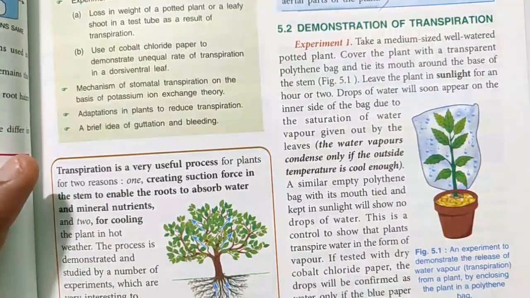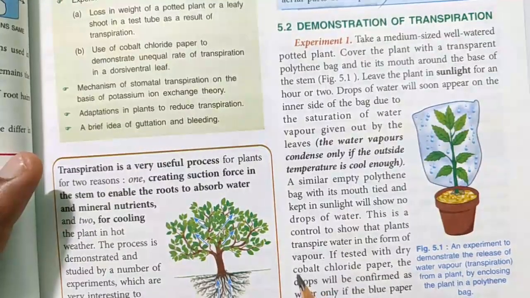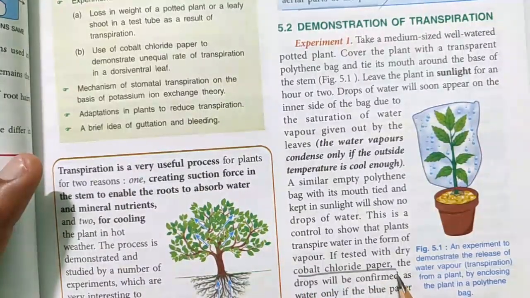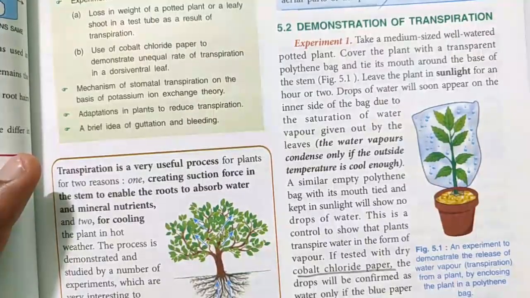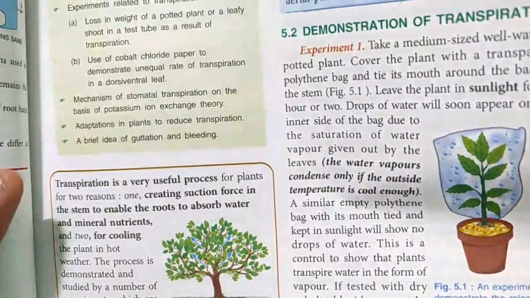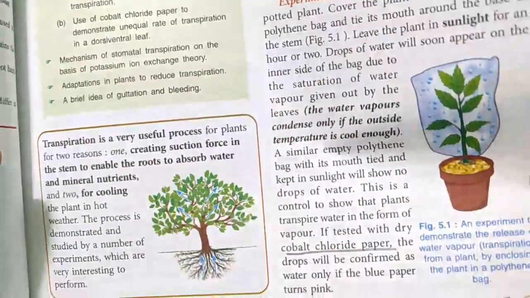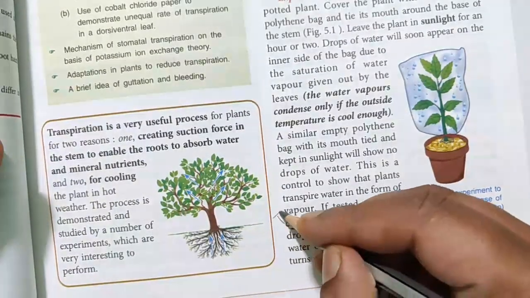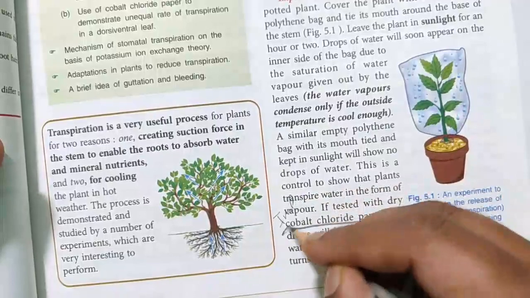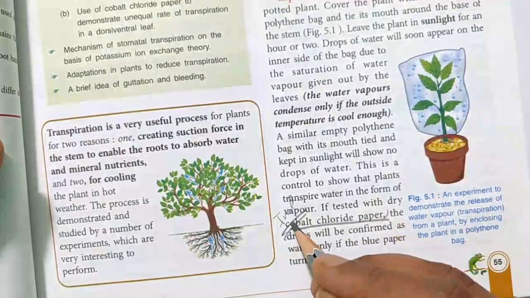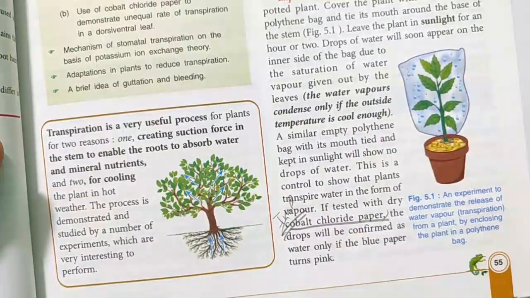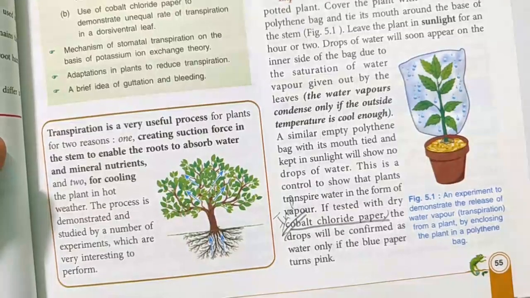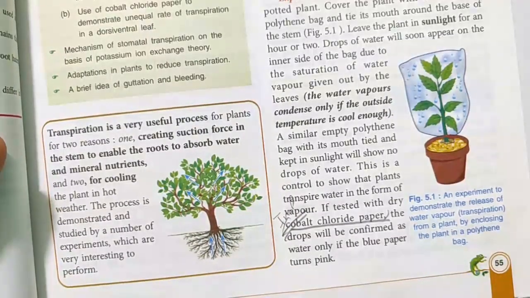And here one more thing is given. It is mentioned that it is tested by dry cobalt chloride paper. Now what is the role of this cobalt chloride paper? It acts as an indicator of the presence of moisture. So this term is very important to learn, cobalt chloride paper, and many times in the exam it is asked what cobalt chloride paper is. It acts as an indicator of moisture.